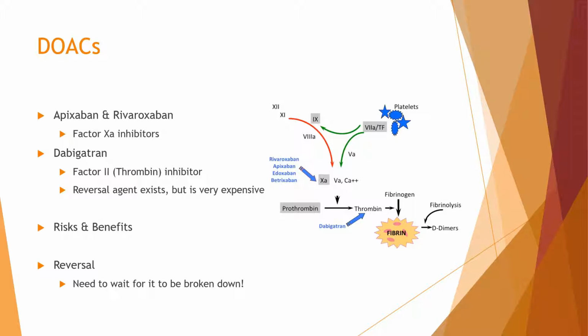And the diagram on the right is just helping to emphasize and show where some of these DOACs act within the clotting cascade in order to reduce the formation of thrombin and thus reduce the formation of fibrin.